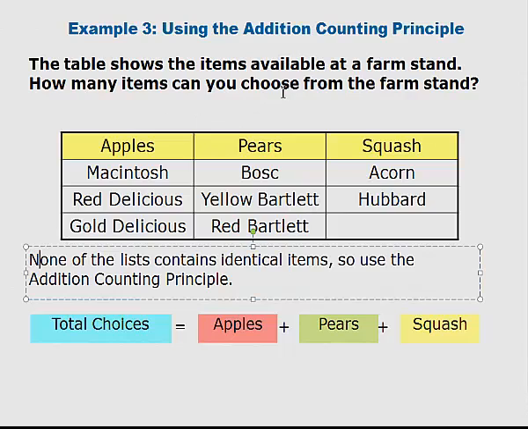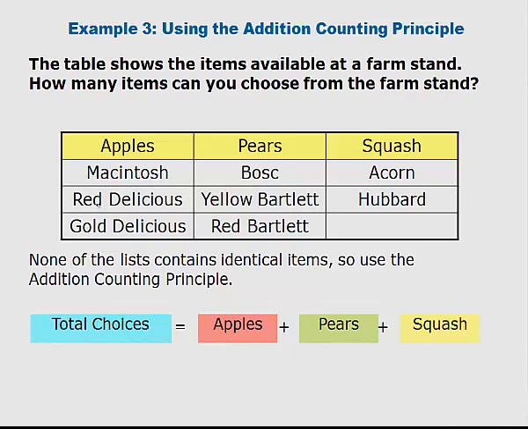The table below shows the items available at a farm stand. This is example 3. How many items can you choose from the farm stand? Now we just want to know the number of items. Since none of the list contains identical items, we're going to use the addition counting principle. You know what the addition counting principle is because you looked in the back of the glossary and wrote the definition down. So our total choices is going to be the number of apples plus the number of pears plus the number of squash.